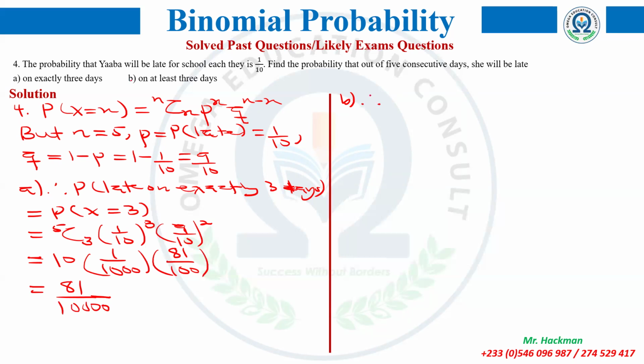Therefore, we are looking at the B. P late on at least 3 days.